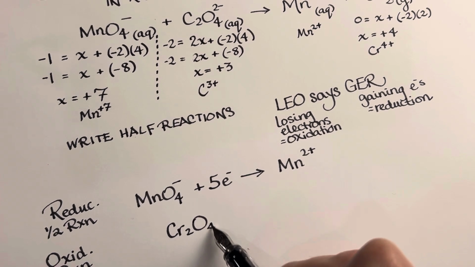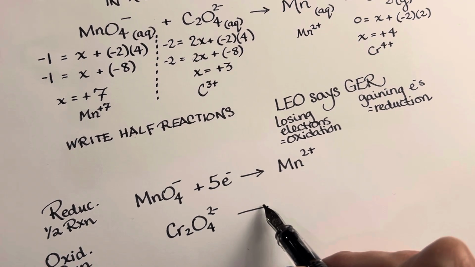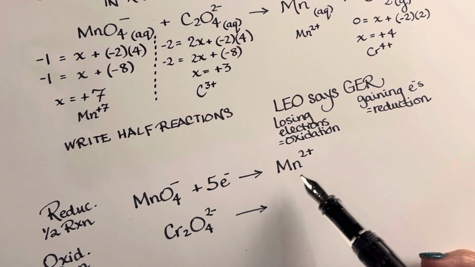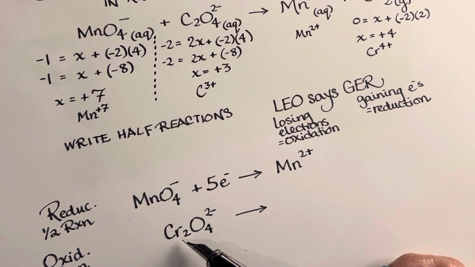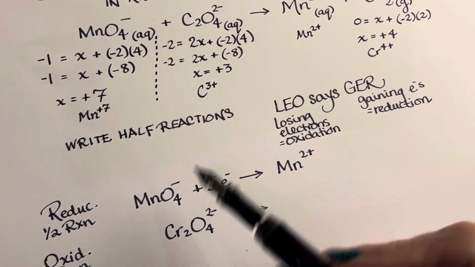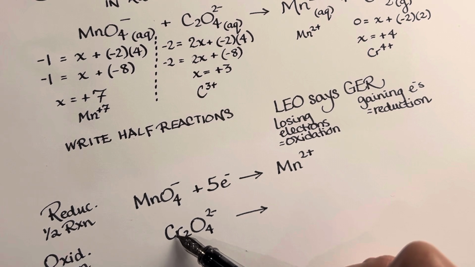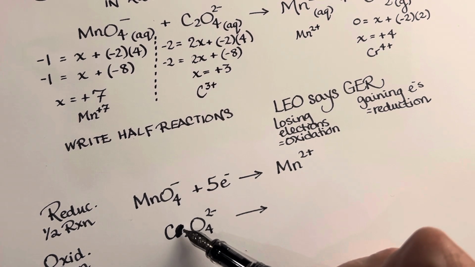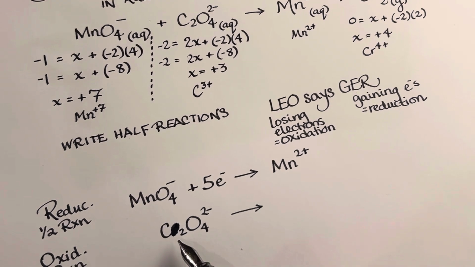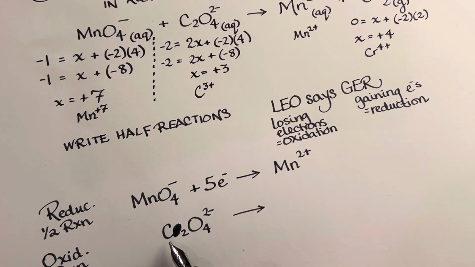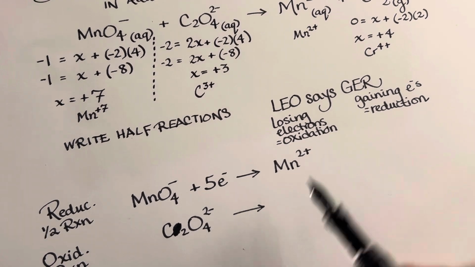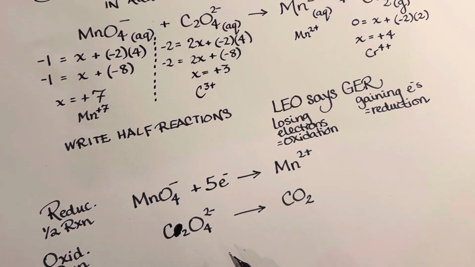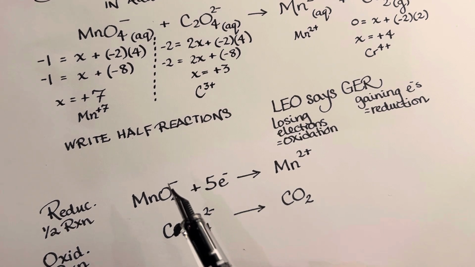This is oxalate. And we want to make sure that the carbons are balanced. Oh, I'm so sorry. I wrote chromium. Why did I do that? It's so funny. It's carbon. Thank you for your patience there. You're probably like, what is going on? Okay, so, anyway, our carbon here, C2O4, and this is CO2. But we have to have our elements balanced.